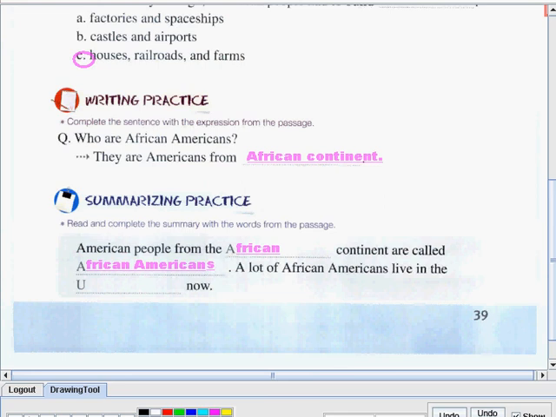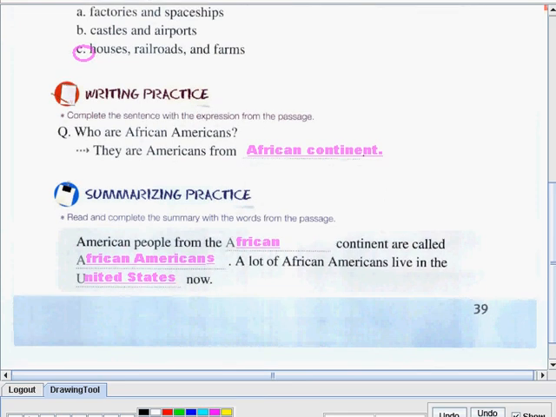A lot of African Americans live in the blank now. It starts with the letter U. The answer is United States. A lot of African Americans live in the United States now. The summary is now complete.